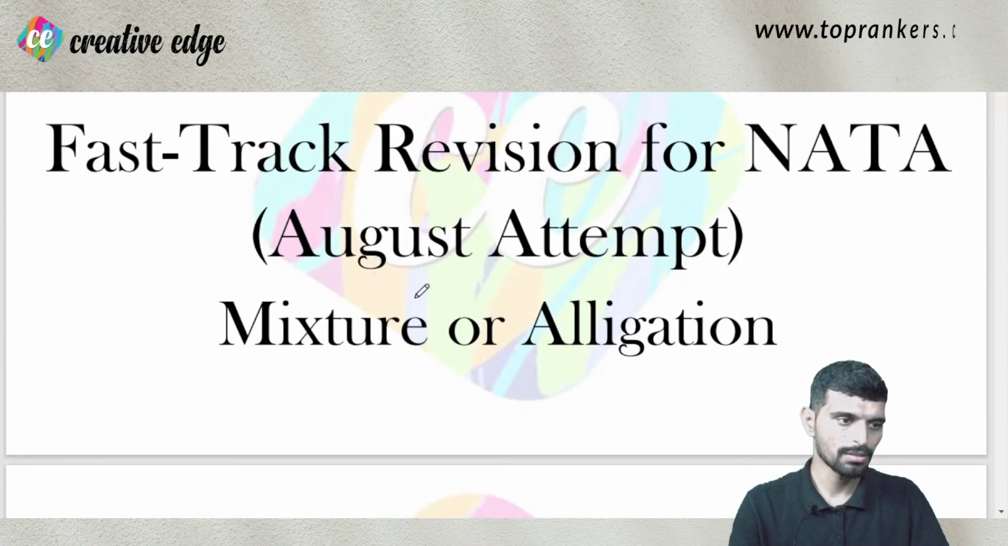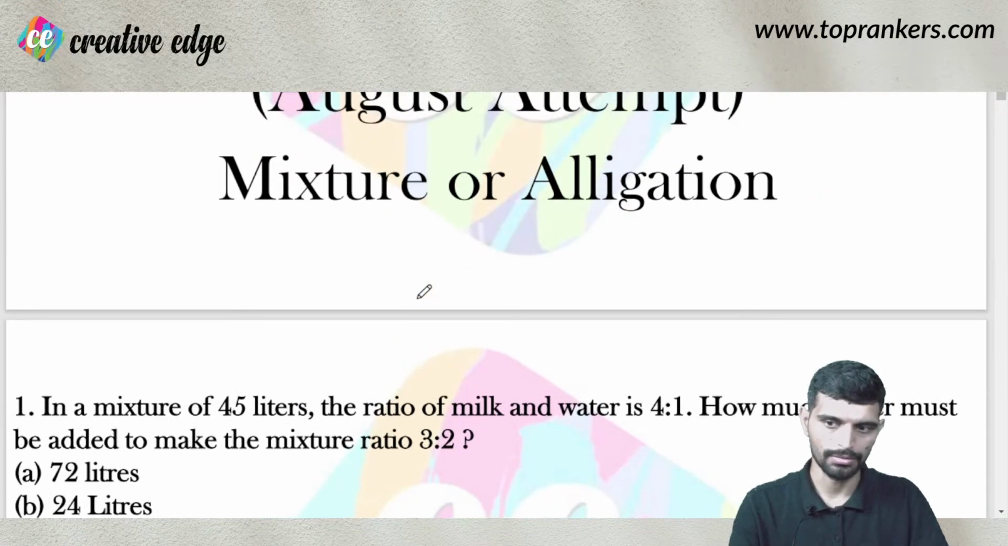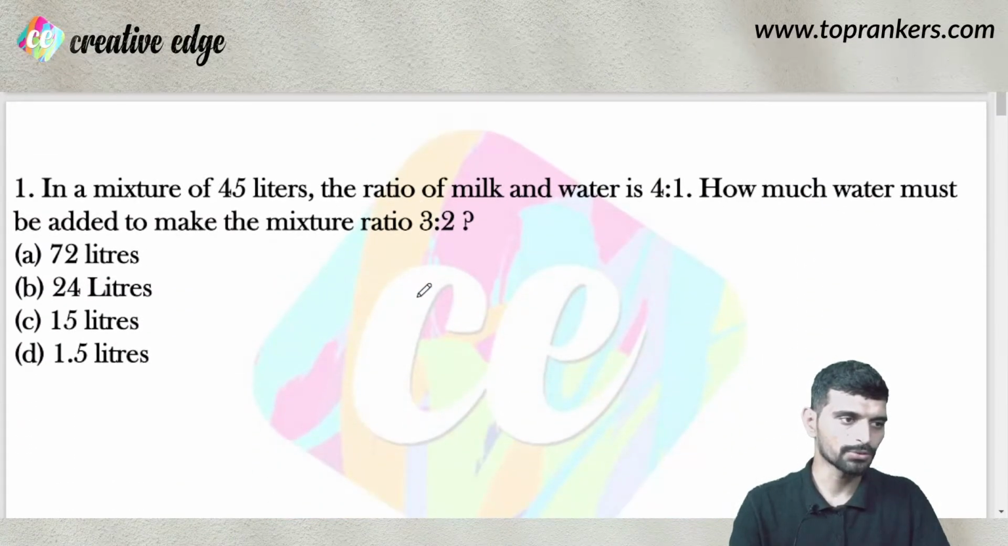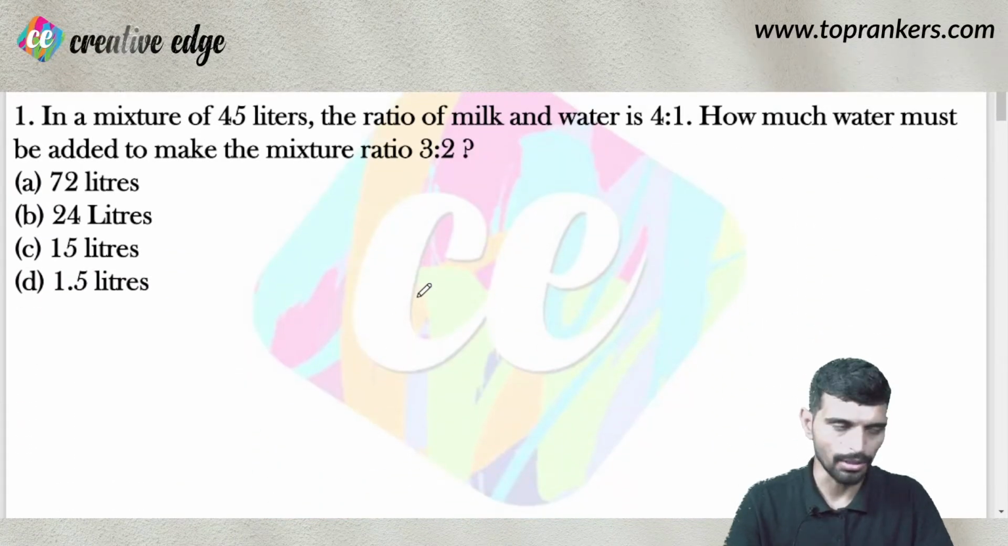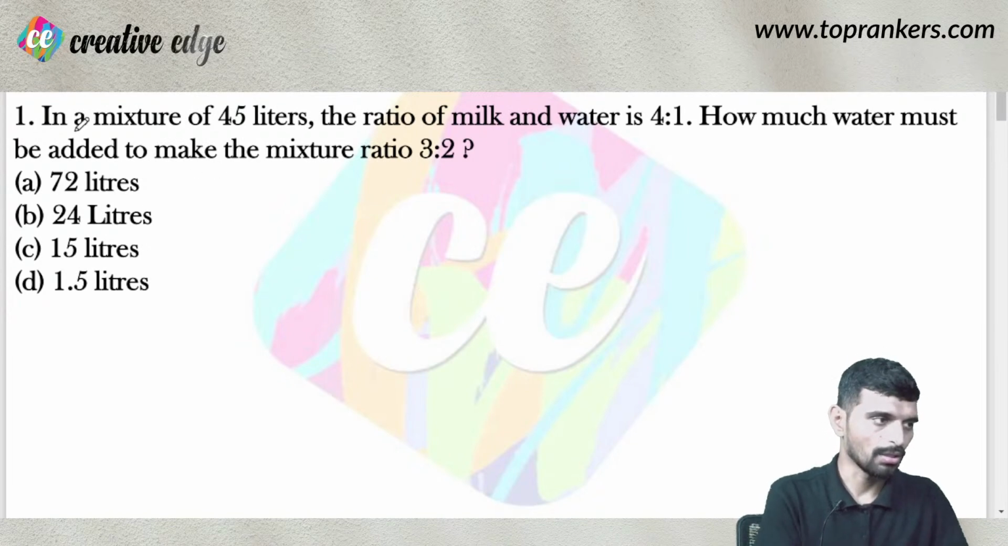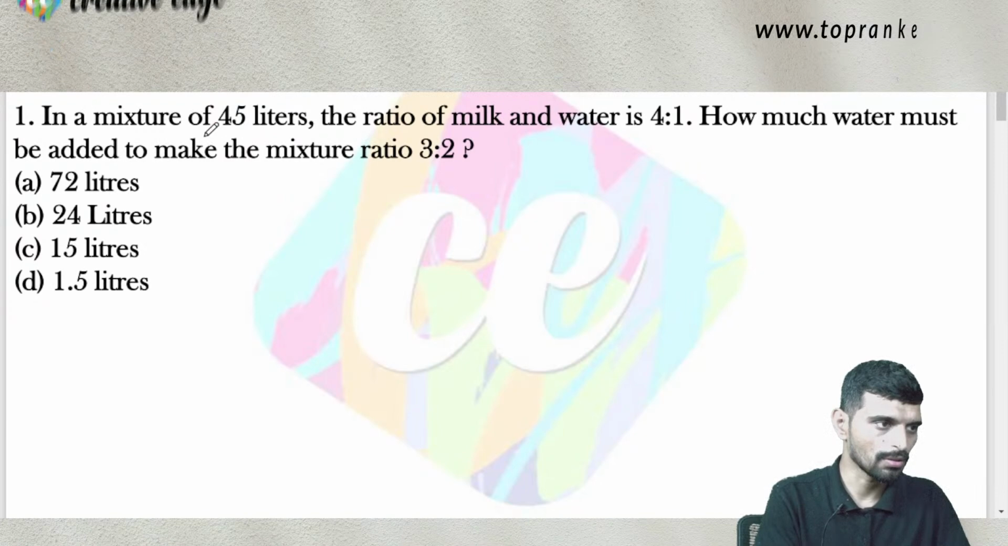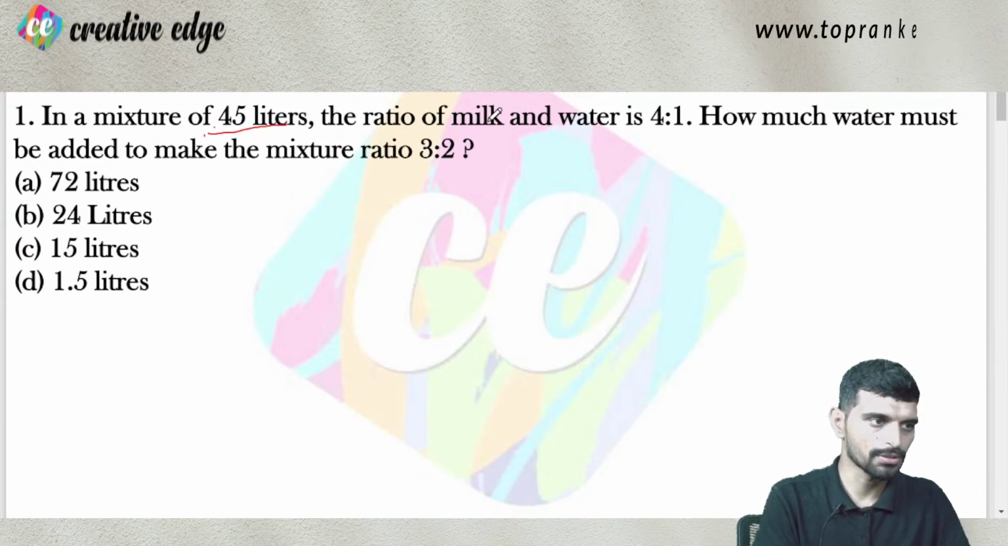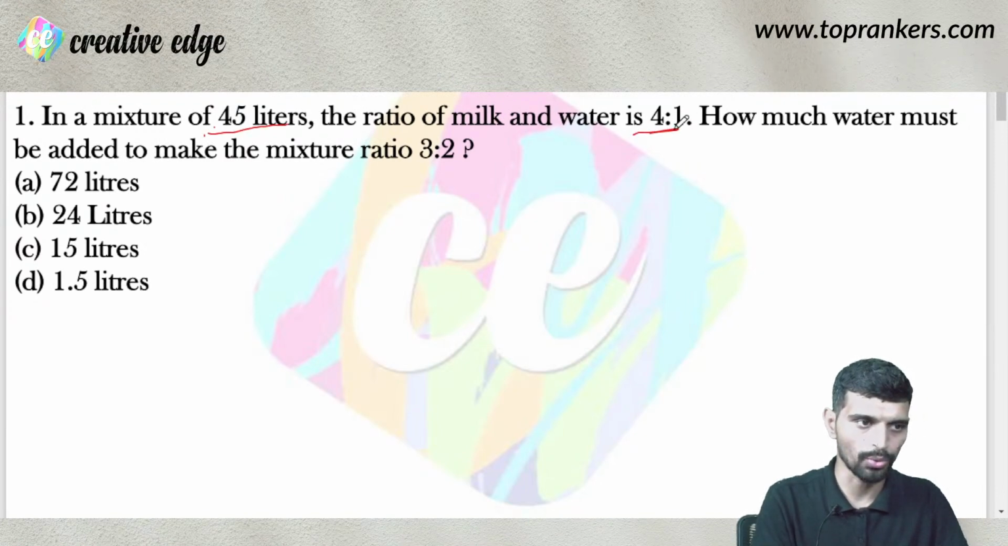Let us start with today's topic, that is mixture or allegation. The very first question on our screen is: in a mixture of 45 liters, the ratio of milk and water is 4:1. How much water must be added to make the mixture ratio 3:2?